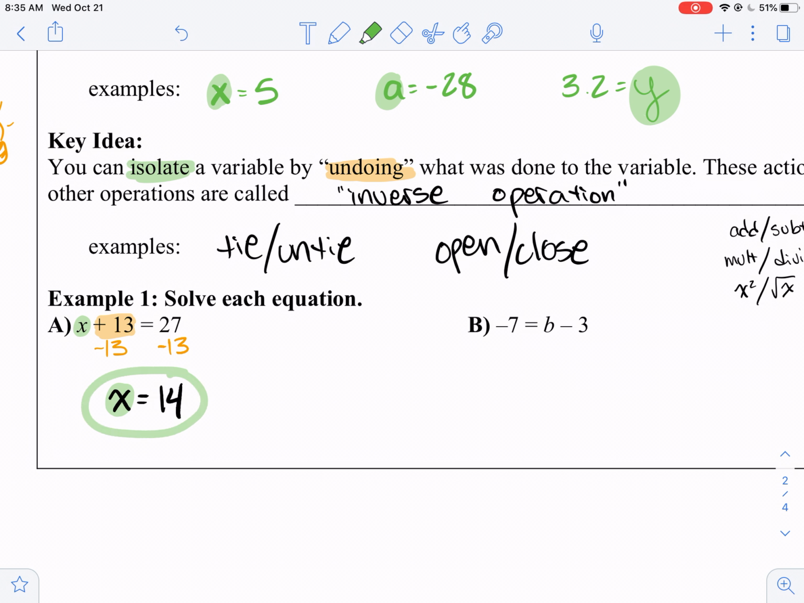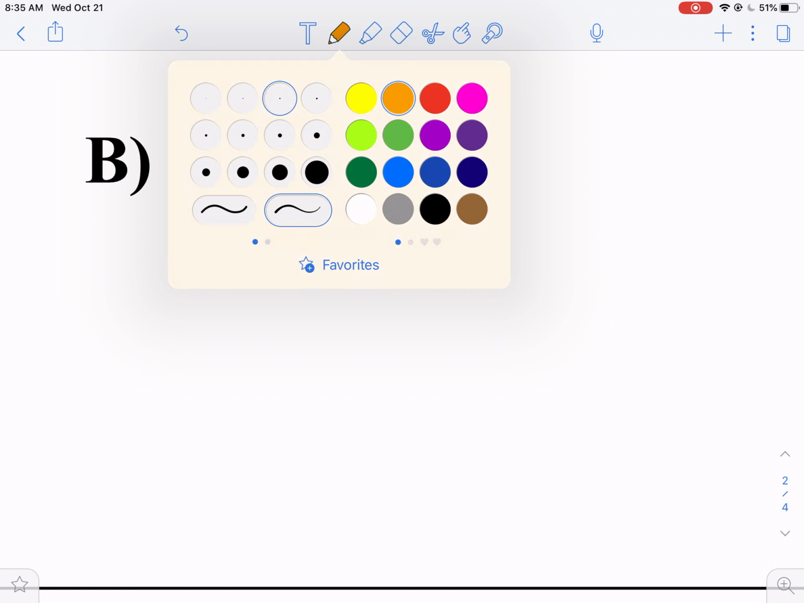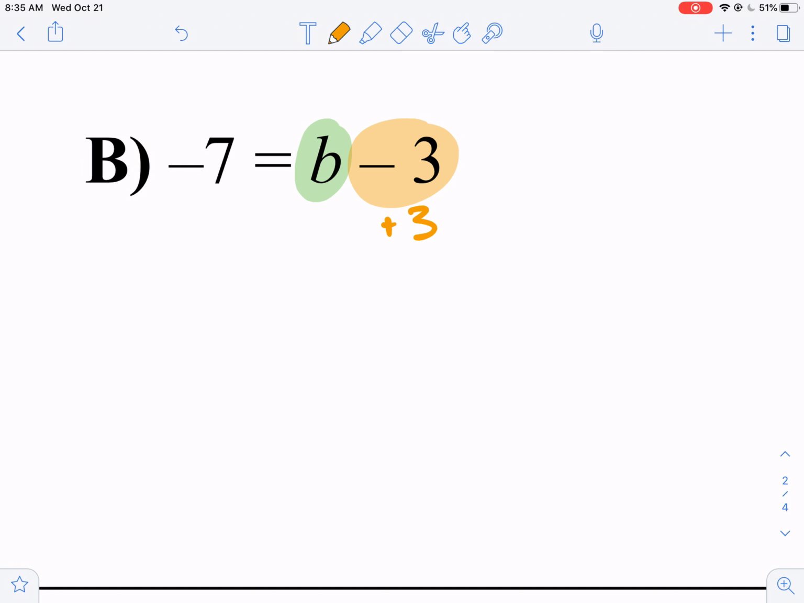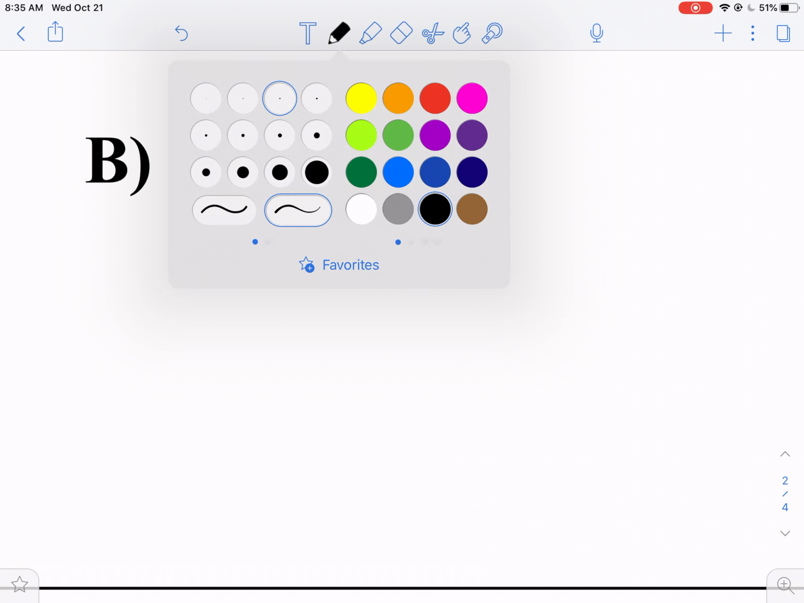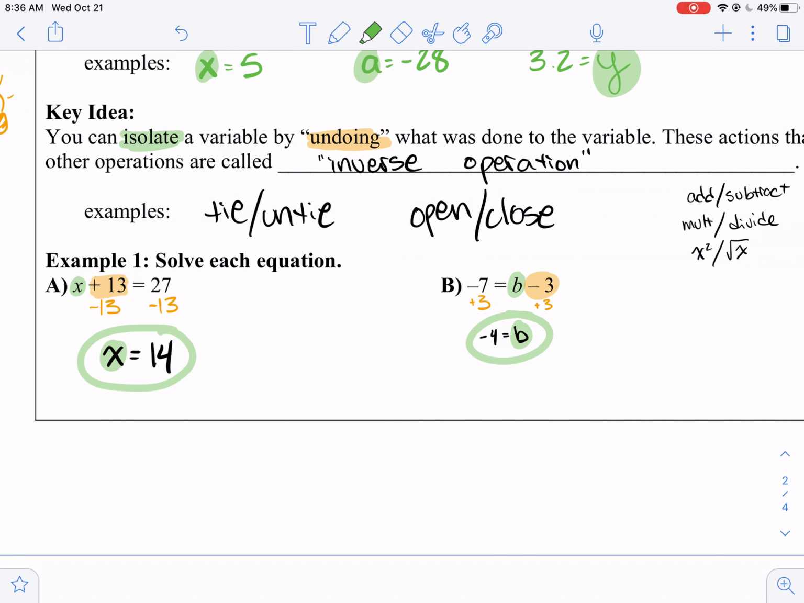So x equals 14. Now here, remember our goal is to get b all by itself. What's going to undo what's happening to our b? Well, we've got a minus 3, so to undo the minus 3, we're going to add 3 to both sides. On the right, those will cancel out, giving us just b all by itself. That's the whole goal. Yay, awesome. Negative 7 plus 3, negative 4. So we got b all by itself, and it's negative 4. Super duper. So that's with addition and subtraction.